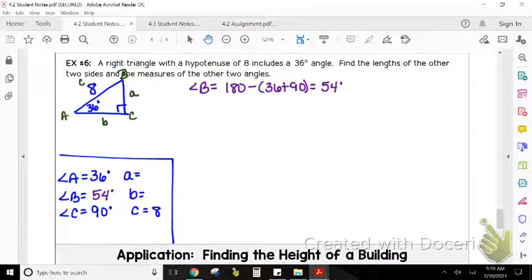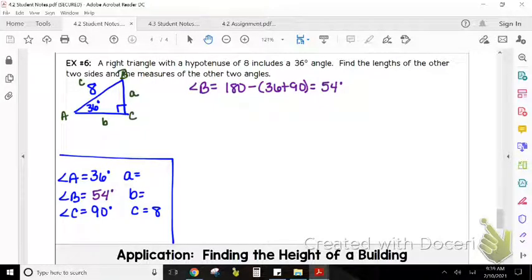Now, typically what we want to do, if it's possible, when we're solving for anything, is only use what was given. Because let's say I made a mathematical error, and that was supposed to really be 55 degrees, or maybe it was supposed to be 44 degrees, and I put 54 degrees. If I use angle B to find side A or side B, and my 54 degrees is wrong, then those sides are going to be wrong as well. So if possible, stick with what they gave us. Stick with the 36 degrees.